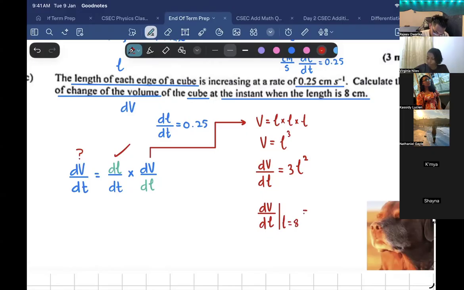So that'll be what? 192. Right? So do I know what dV/dL is now? Yes, sir. Do I know what dL/dt is? Yes, sir. So that'll just be 0.25 by what?